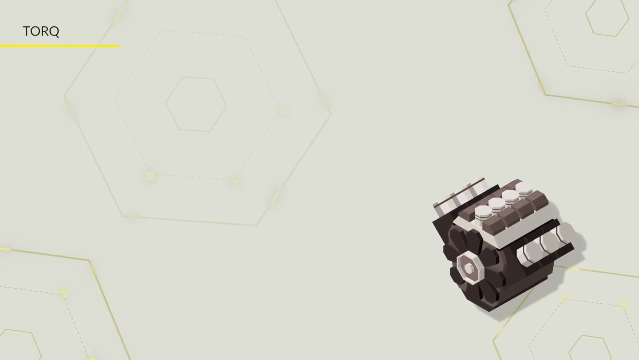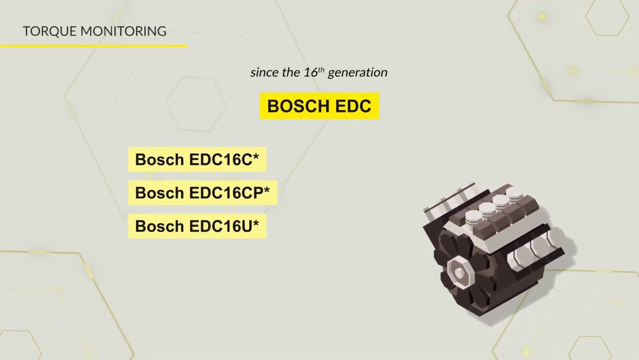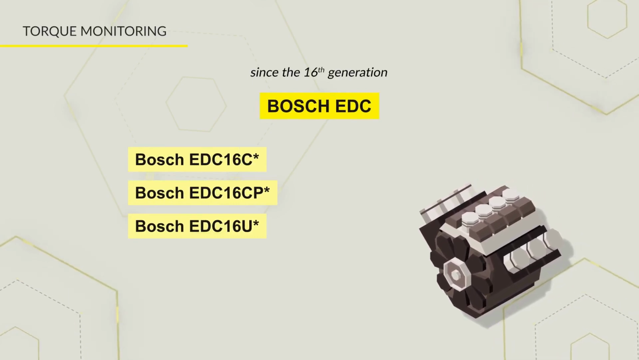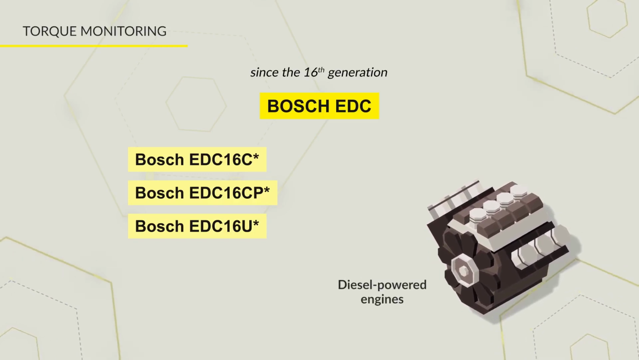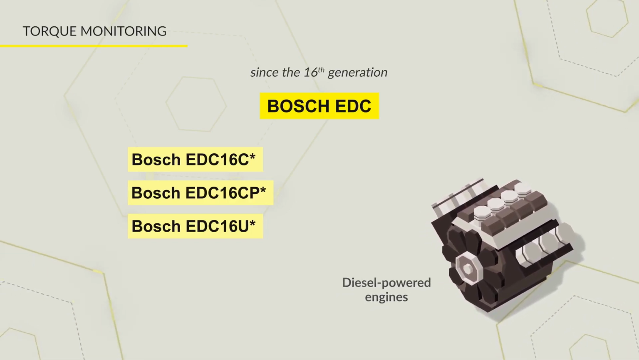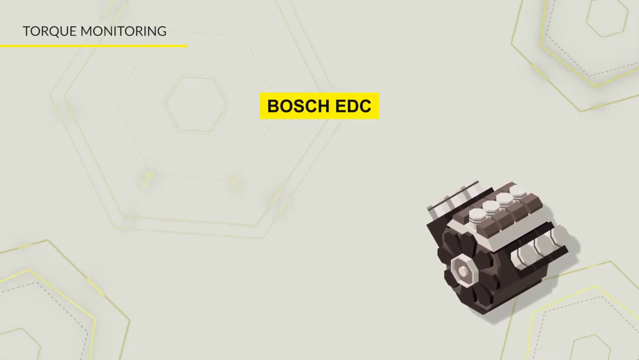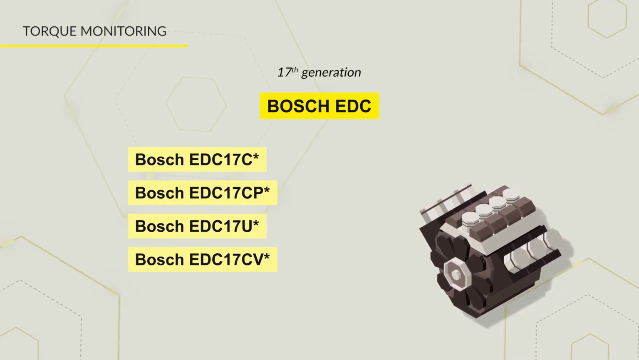You should know that torque monitoring has been implemented since the 16th generation of Bosch EDC control units. In the early 2000s, for diesel-powered engines, although it remained disabled, or, in any case, with very high tolerances, they have only been activated and associated with the relevant fault codes from generation 17.